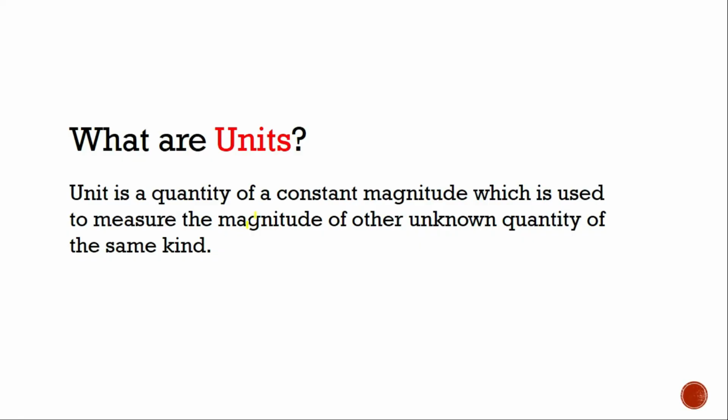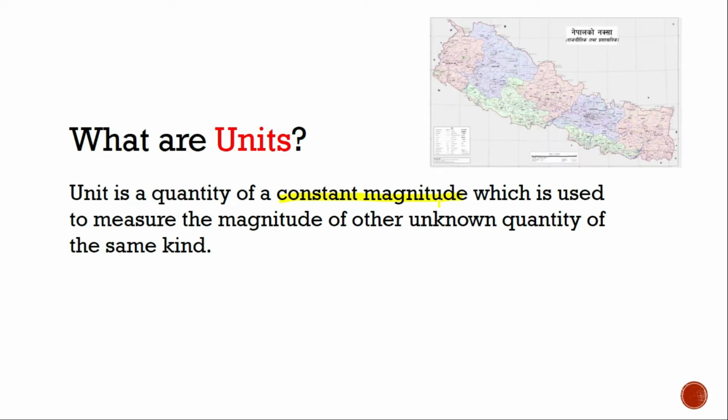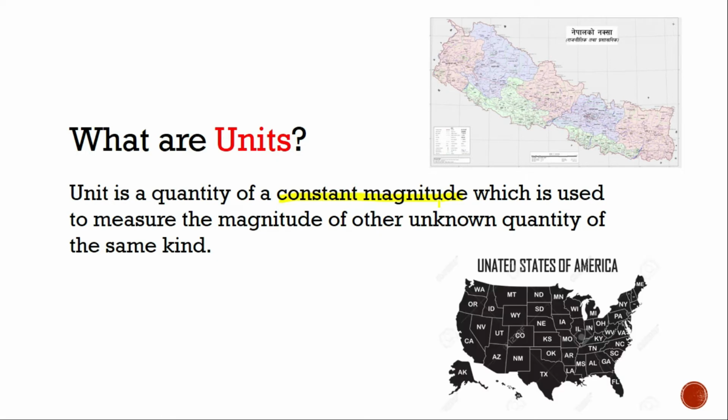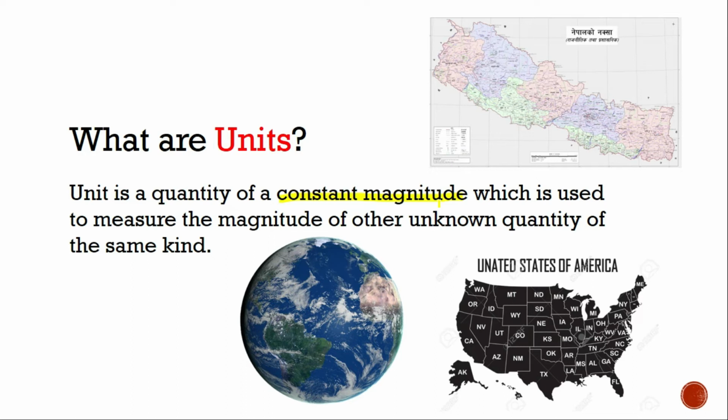Now coming back to our definition, unit is a quantity of a constant magnitude. Remember, the size or magnitude of the units are always constant. They are set as a standard which does not change. That means 1 meter here in Nepal is same as 1 meter in the United States or anywhere around this world. 1 meter right now is same as 1 meter 100 years ago, and it will be same after hundreds of years in the future as well. So unit is a quantity of a constant magnitude or size which is used to measure the magnitude of other unknown quantities of the same kind.